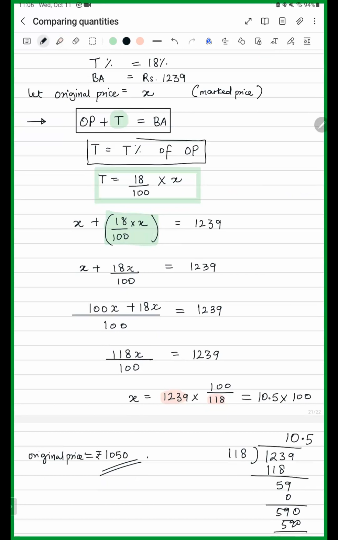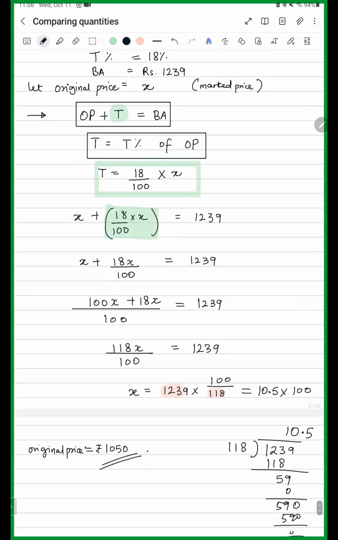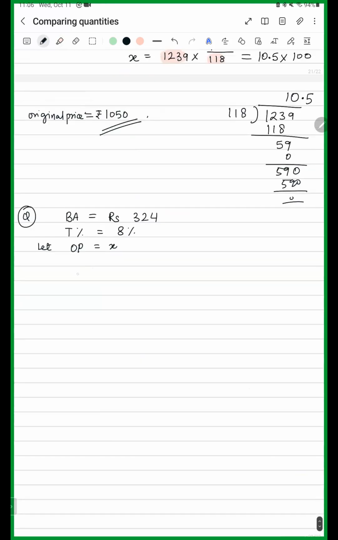So we will write this. First write the main formula. OP plus tax, original price plus tax gives you the bill amount. Then tax is equal to tax percentage of OP. Your tax is equal to tax percent of OP. So OP is equal to OP plus tax, because this tax is being added to OP.